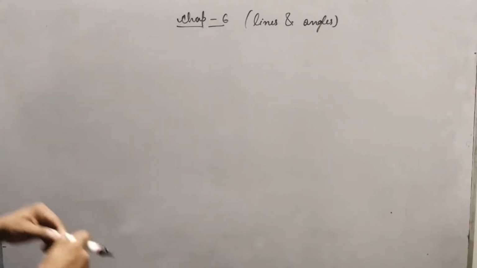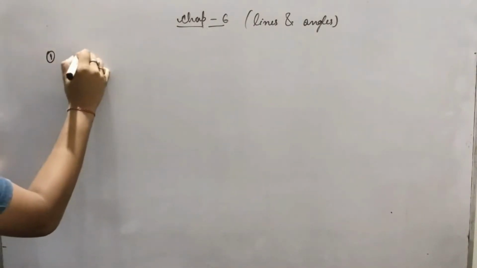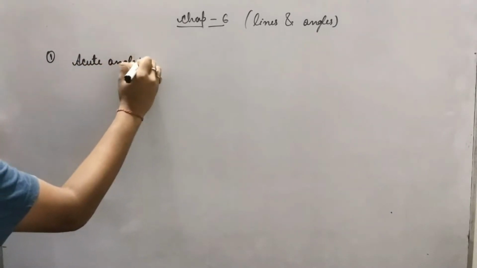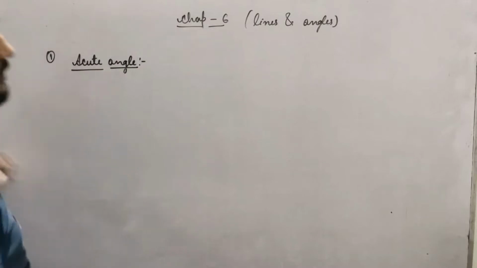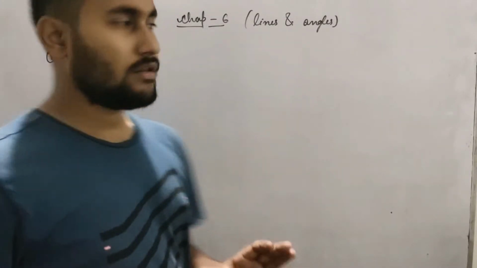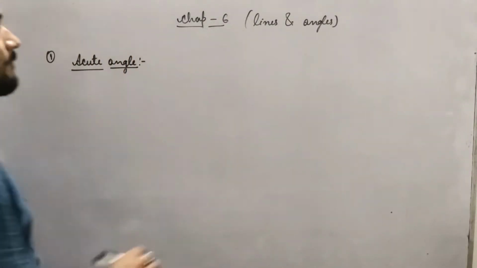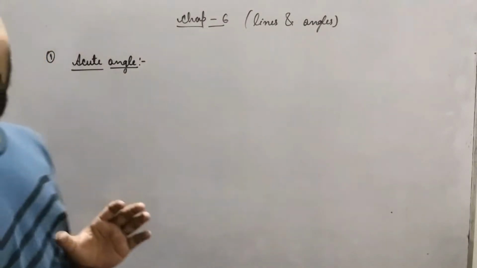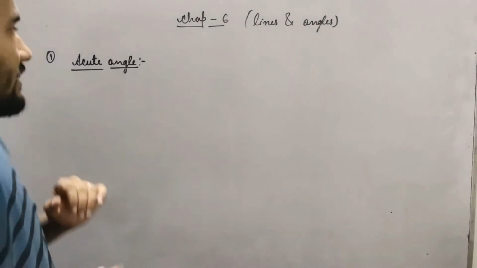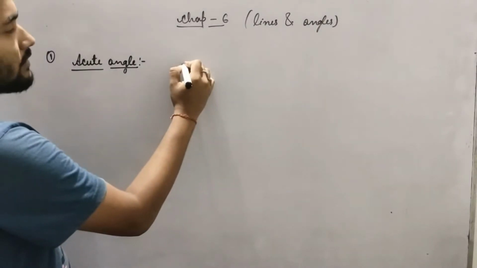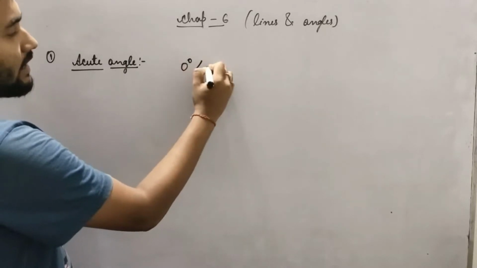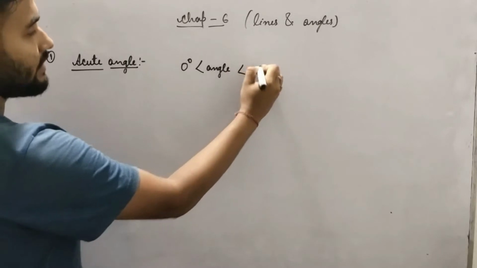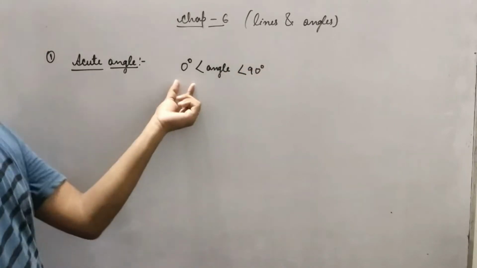So the first one is the acute angle. What kind of angle is known as an acute angle? The angle should be greater than 0 degree and less than 90 degree. So the angle should be greater than 0 degree and it should be less than 90 degree. Understood? At 0 degree, there will be no angle.